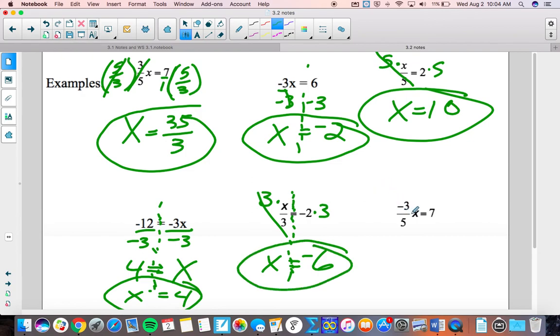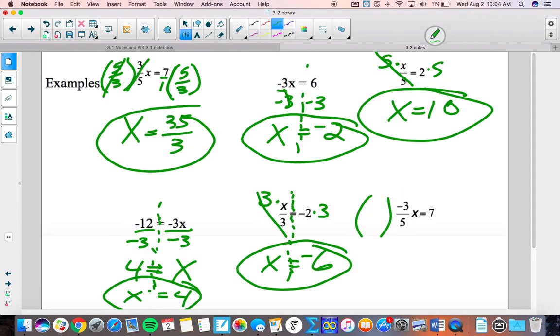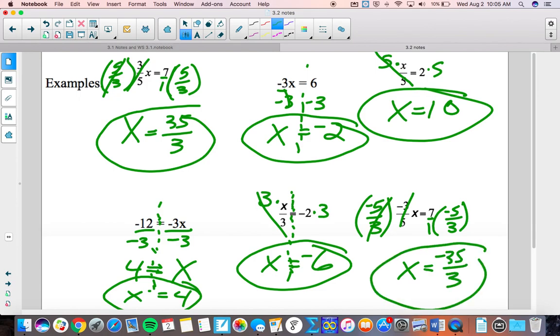Last but not least, x is being multiplied by a fraction. So we multiply by the reciprocal. Whoa, the reciprocal, hello. Now, this is a negative fraction, so this also needs to be a negative fraction, because a negative times a negative is a positive. I'm going to stick the negative sign up top. If you left it on the bottom instead, that'd be okay. So, multiplying by the reciprocal or inverse operations, we're left with x. And then we get negative 35 divided by 3. Boom.